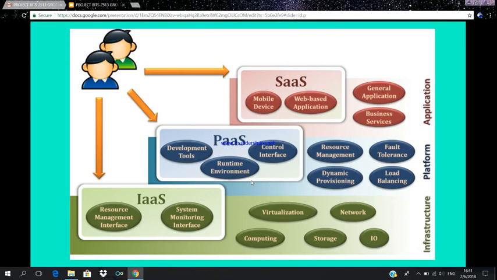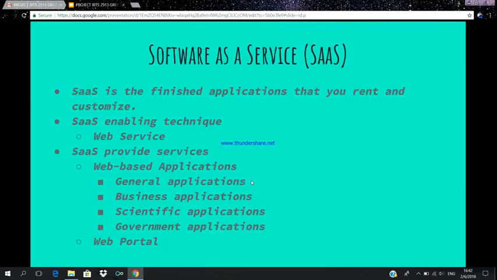This is the architecture design for the 3 service models in cloud computing. Software as a service provides machine and user. Platform as a service provides components and services. Infrastructure as a service provides storage, compute and network. Software as a service is the finished application that you run and customize. The enabling technique is web services.